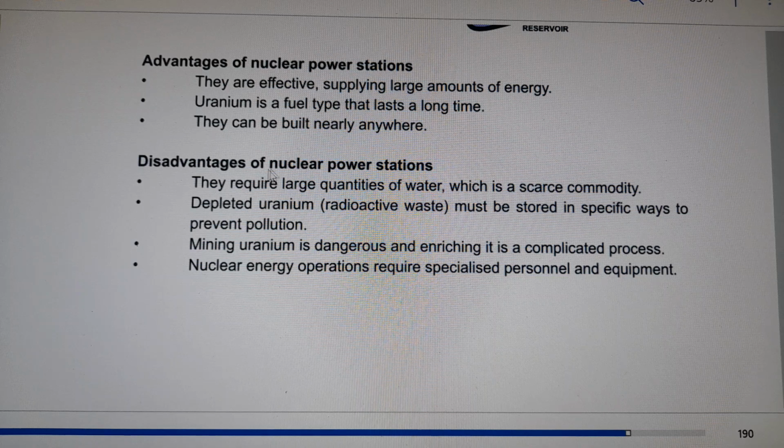And let's see the disadvantages of nuclear power stations. They require large quantities of water, which is a scarce resource, like coal power stations. But depleted uranium, which is the uranium that has been used, must be stored in specific ways to prevent pollution. And mining uranium is dangerous, and enriching it is a complicated process. Therefore, nuclear energy operation requires specialized personnel and equipment.